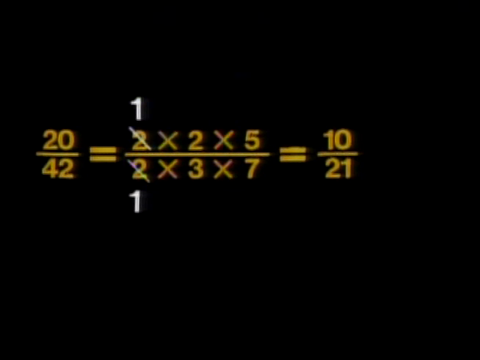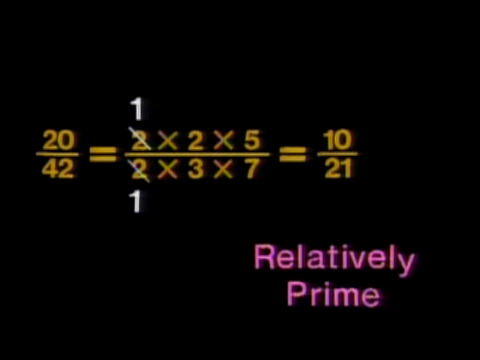Notice that neither 10 nor 21 is a prime number. Each of them has factors of its own, but they don't share any factors. We say they are relatively prime. Relatively prime means prime compared to each other. Once the numerator and denominator of a fraction are relatively prime, the fraction is in lowest terms.